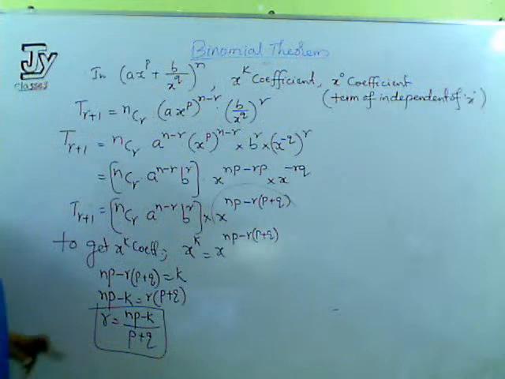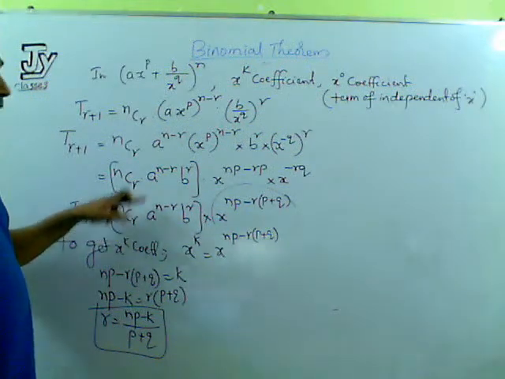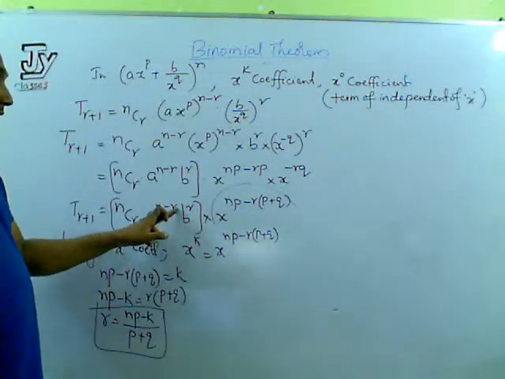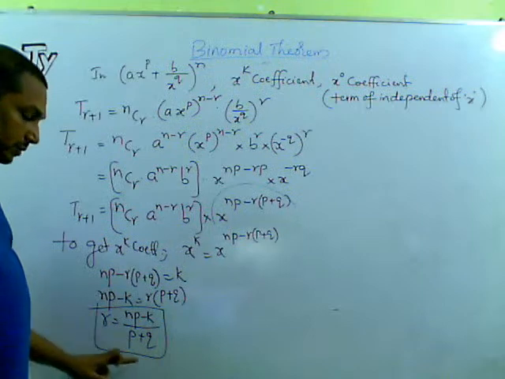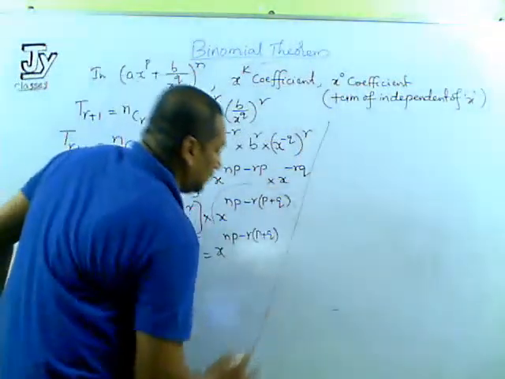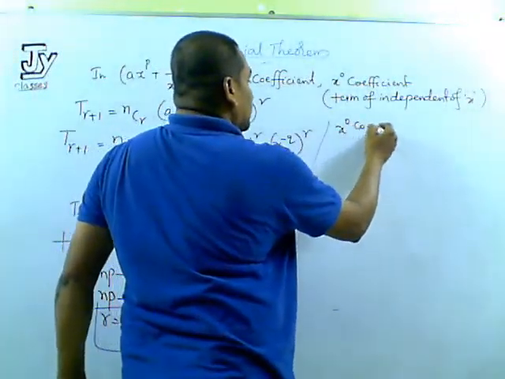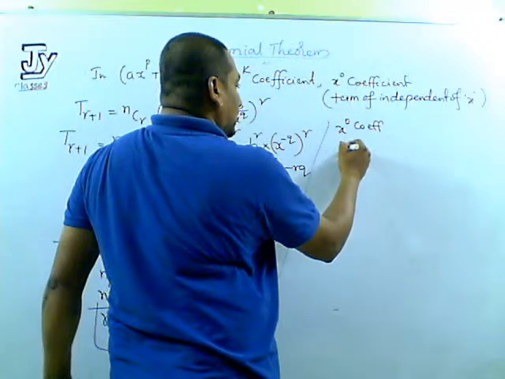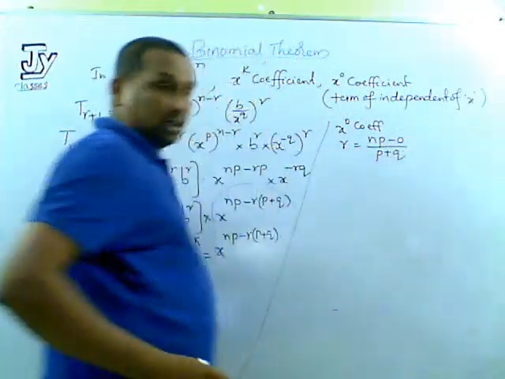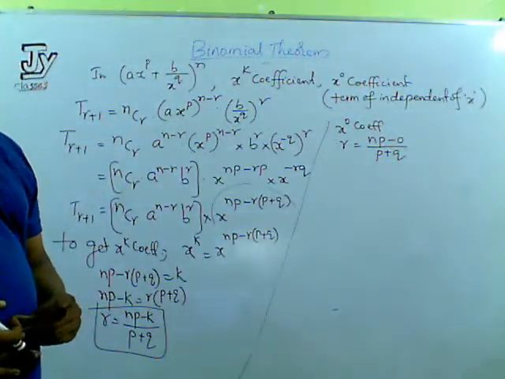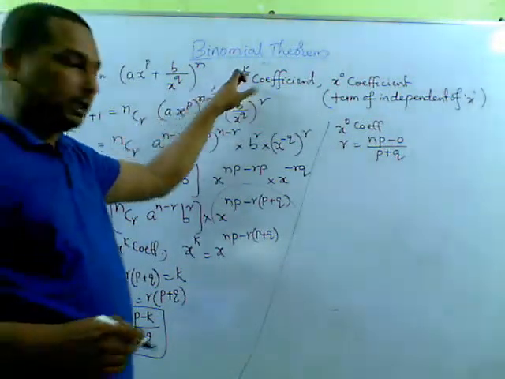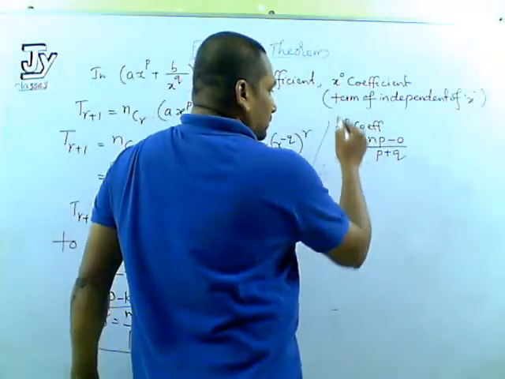If you know the r value, that is going to be substituted here. You know the n value, that is given in the question. You know p, a and b. We have to find the r value, and to get it, this is the formula: (np - k)/(p+q). Now for the x power 0 coefficient, r is equal to (np - 0)/(p+q). In the place of k, we have to consider 0. So the process is the same.